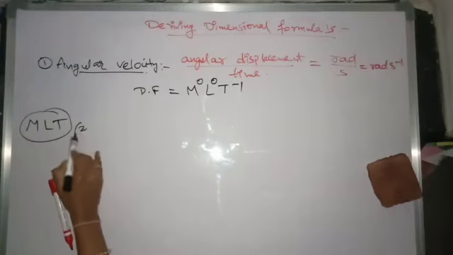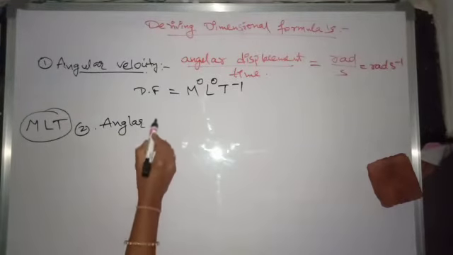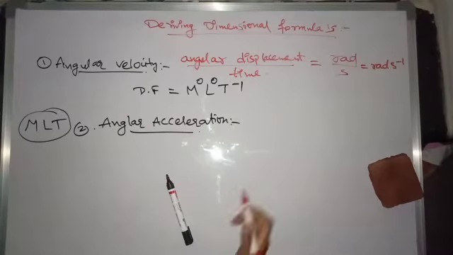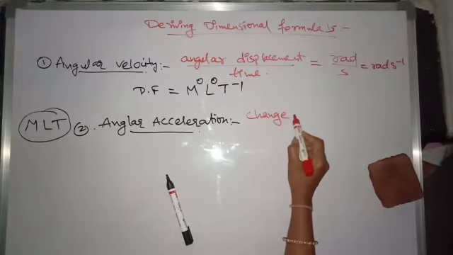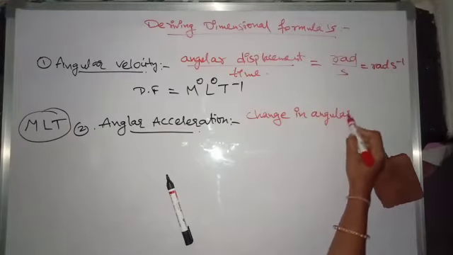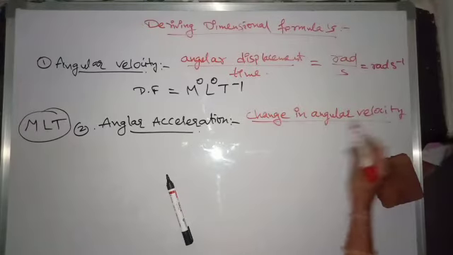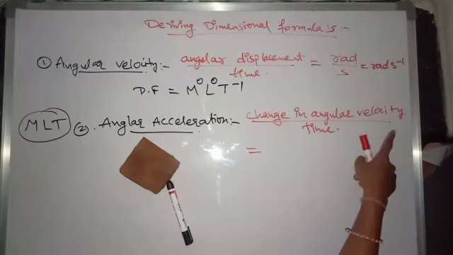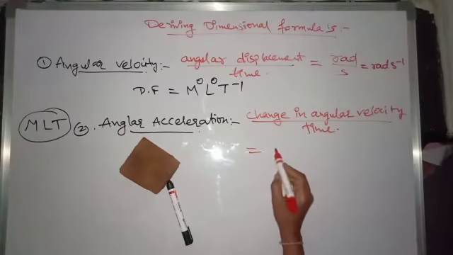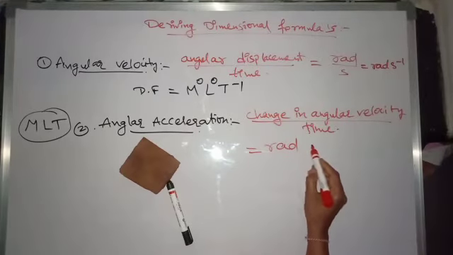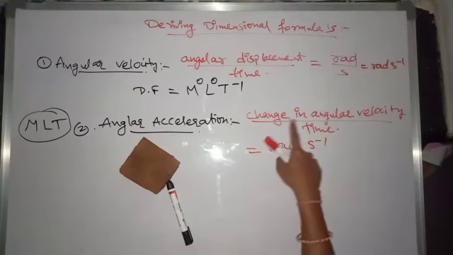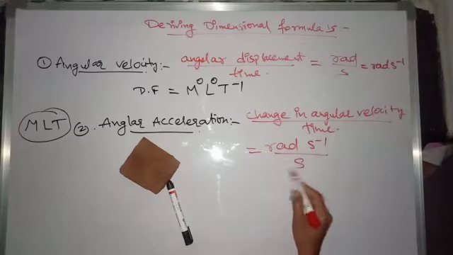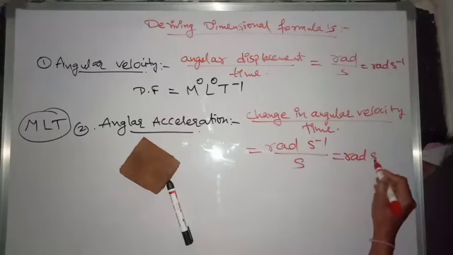We will go to the next one, angular acceleration. What is angular acceleration? The expression is change in angular velocity per time. Then what are the units for change in angular velocity? The units for angular velocity are rad into s power minus 1, divided by time t. T is measured in seconds. Now this can be written as rad into s power minus 2.